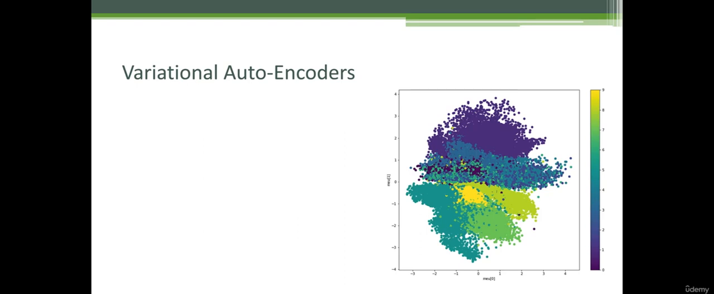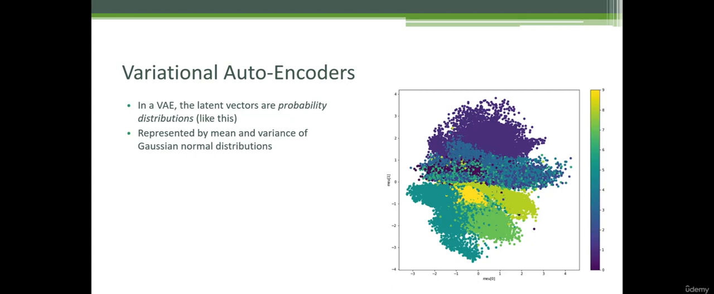So let's talk specifically about variational autoencoders. What do we mean by that? So in a variational autoencoder, those latent vectors are probability distributions. And this is a way that we might graph those probability distributions for a given set of categories or what have you. So we represent those probability distributions by the mean and variance of Gaussian normal distributions.